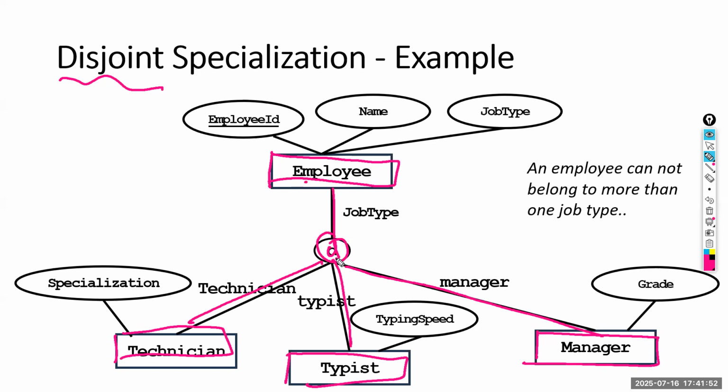Disjoint means an employee can't belong to multiple specializations. Your employee can be a technician, then your employee is not a typist or manager. If your employee is a typist, then your typist is not a technician and manager. That means you can't have an employee who is both typist and technician, or both typist and manager. Your employee can belong to a maximum of one special case. So then it is disjoint. It's very, very easy. Is it clear?